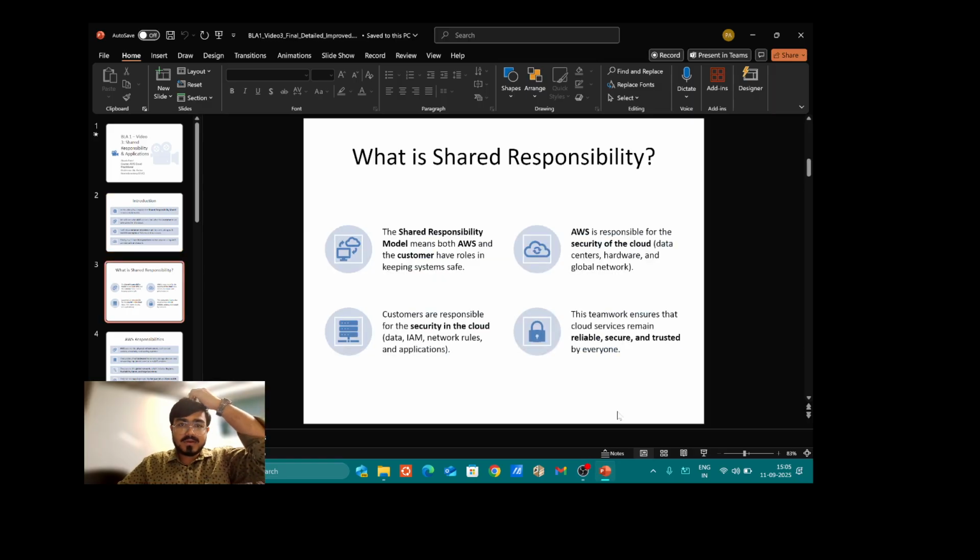Let's see, what is shared responsibility? The shared responsibility model is simple. AWS and the customers share duties for security. AWS is responsible for the security of the cloud. They protect the building, servers, and global network. Customers are responsible for the security in the cloud, meaning their data, their apps, and their settings. So it is teamwork. AWS does its part, and we must do ours.